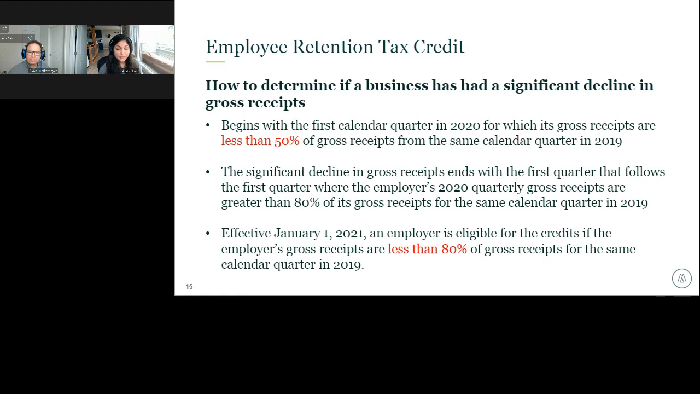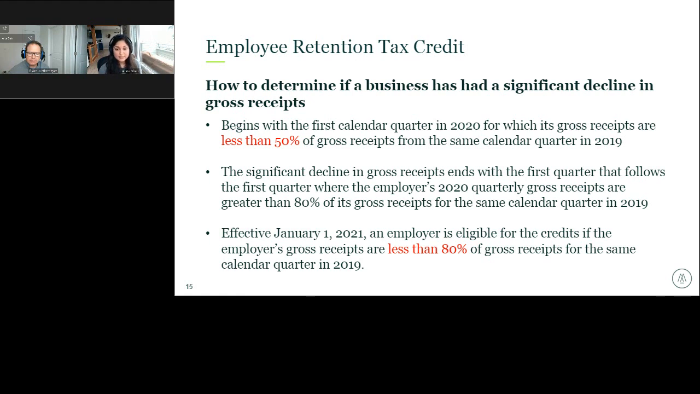Just really quick, for the 50% and 80%, that 50% really applies to 2020. In 2021, because ERTC has been extended from January 1st to June 30th of 2021, they've made it a little bit easier to get ERTC. So it goes from 50% to now 80%. So you would become eligible in 2021 if your gross receipts are less than 80% of your gross receipts in 2019.